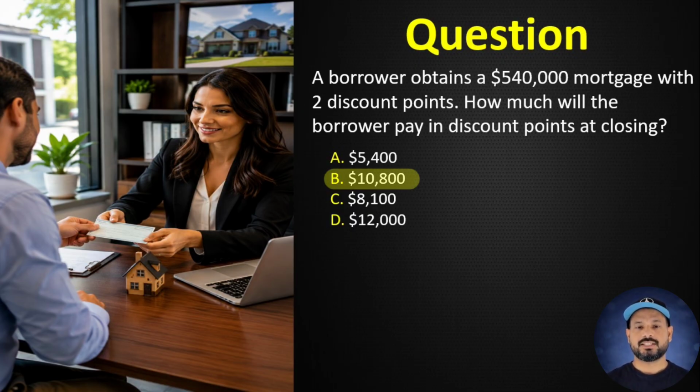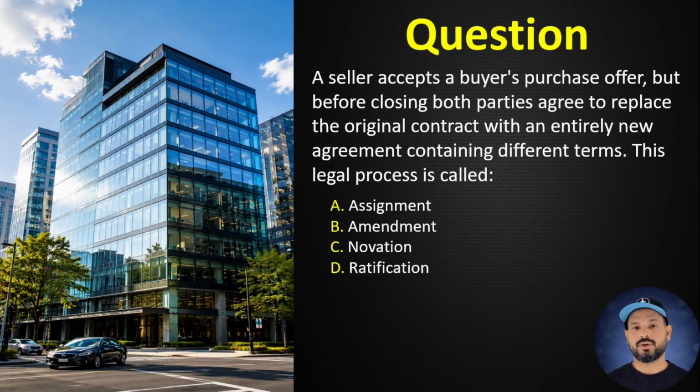$10,800. 1 discount point equals 1% of the loan amount. 2 points equal 2%.